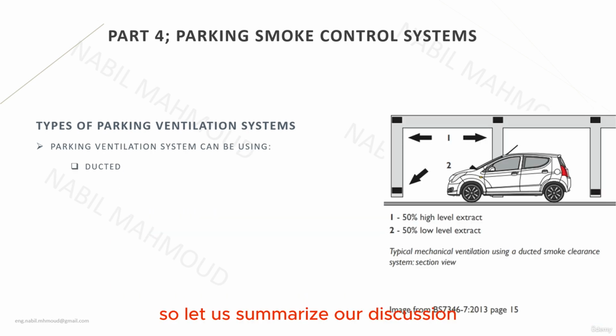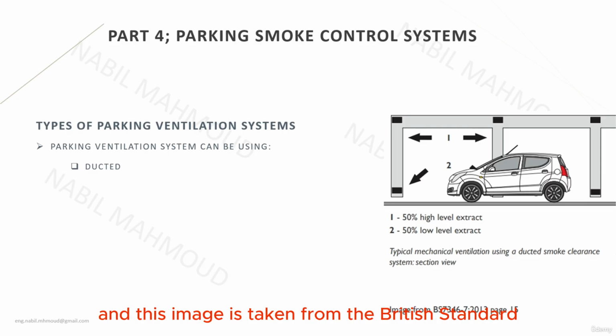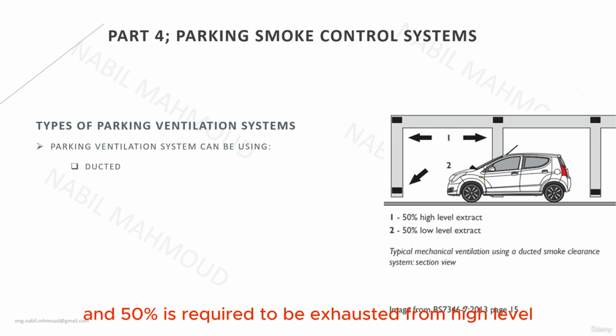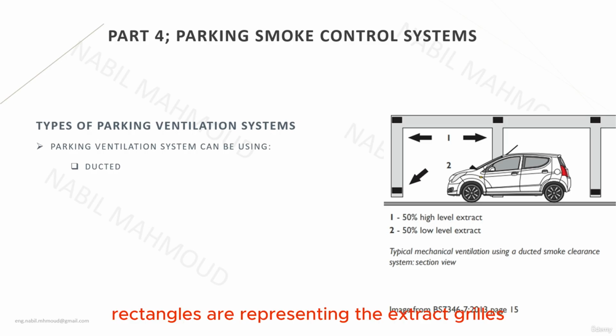So let us summarize our discussion on the parking ventilation system using the ducted ventilation system. If we refer to the figure on the right side of the screen, we can see a representation of the typical mechanical ventilation done using a ducted smoke clearance system. This image is taken from the British standard, and the reference number is shown on the bottom right side of the screen. In accordance with the British standard, 50% of the flow is required to be exhausted from low level, and 50% from high level. The dark black rectangles represent the extract grille locations.